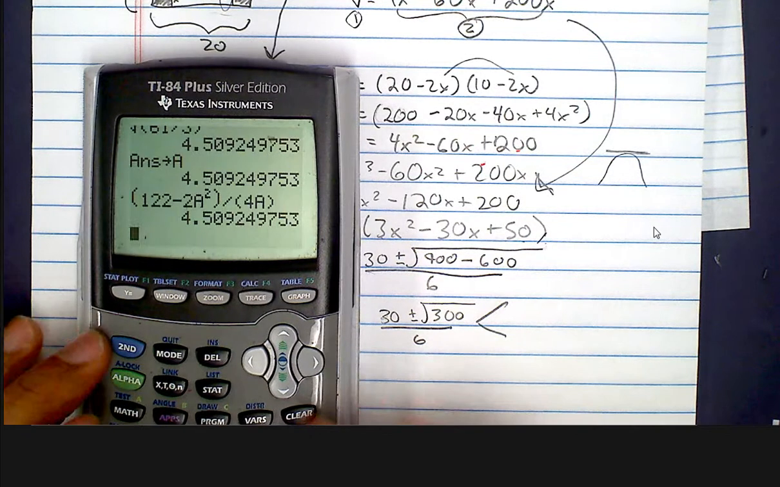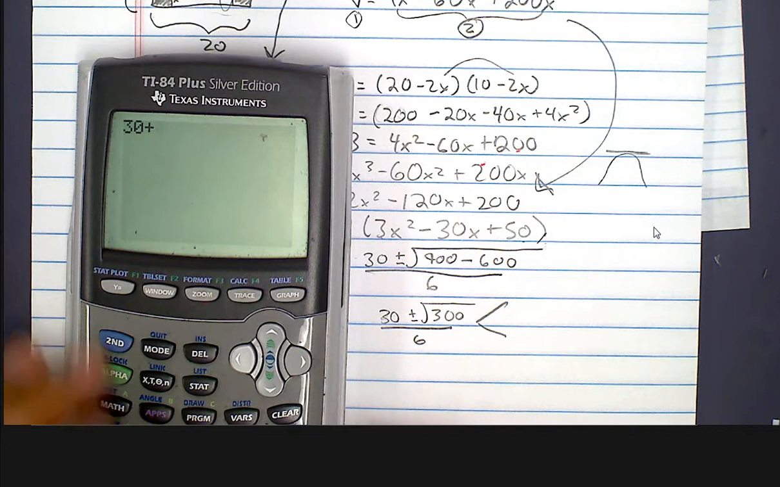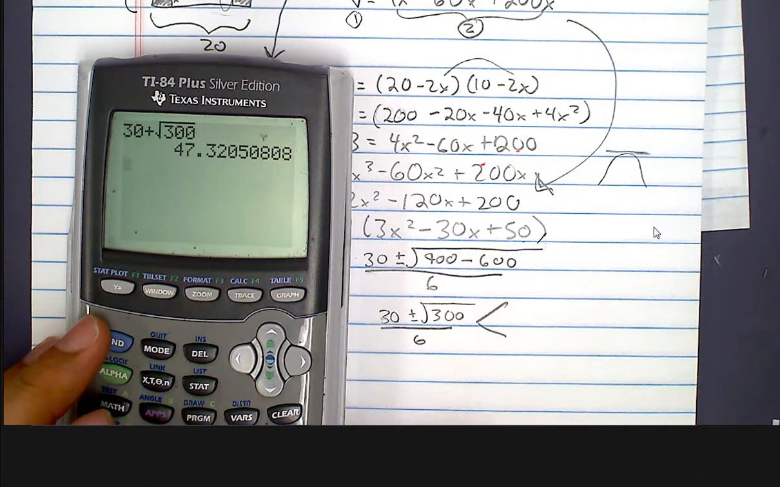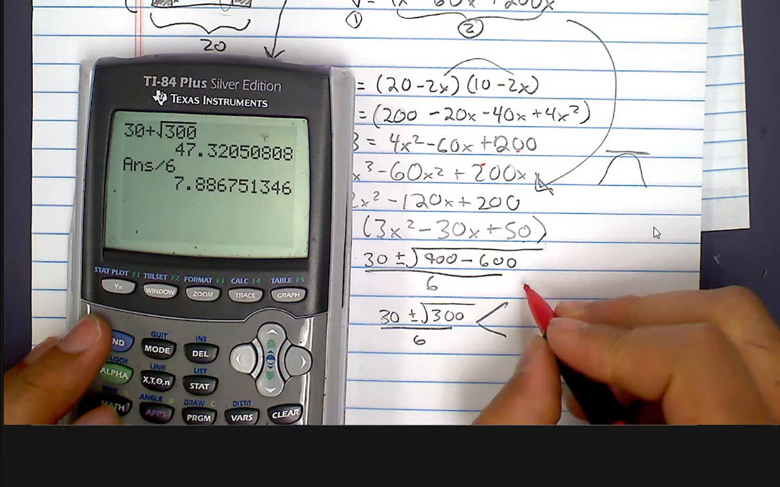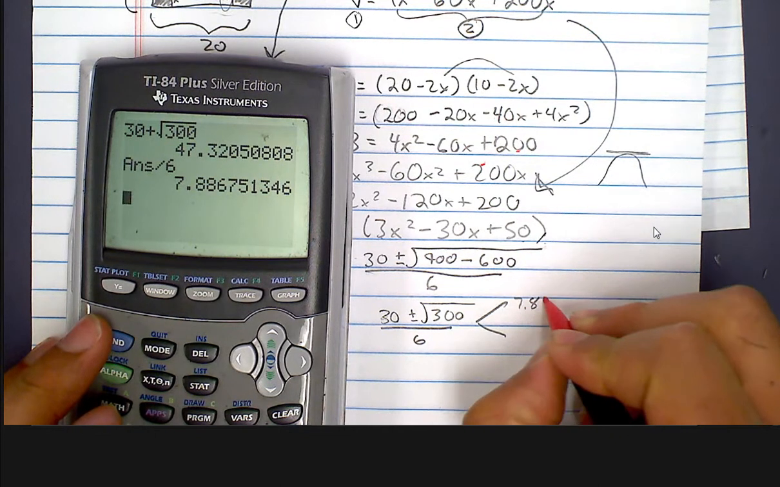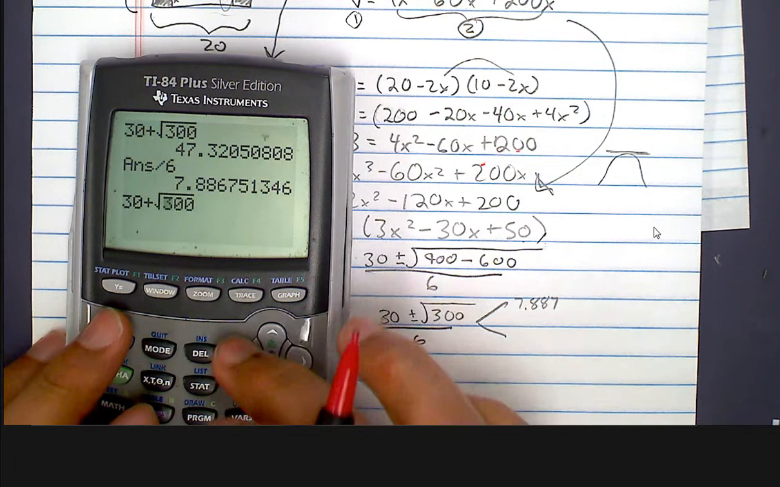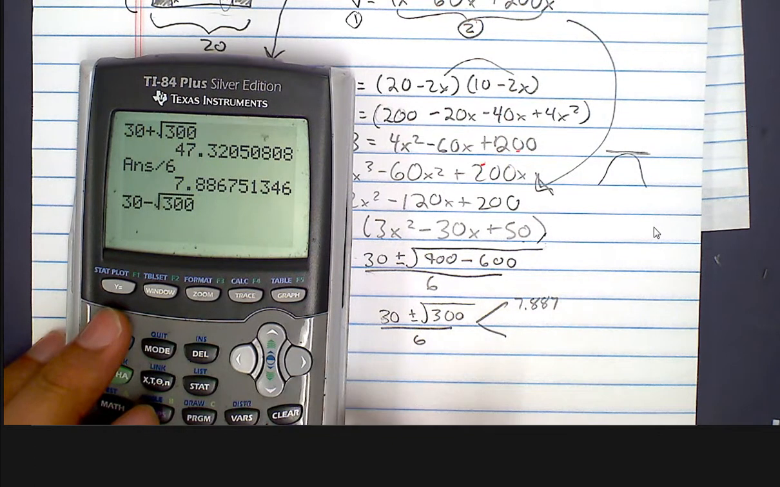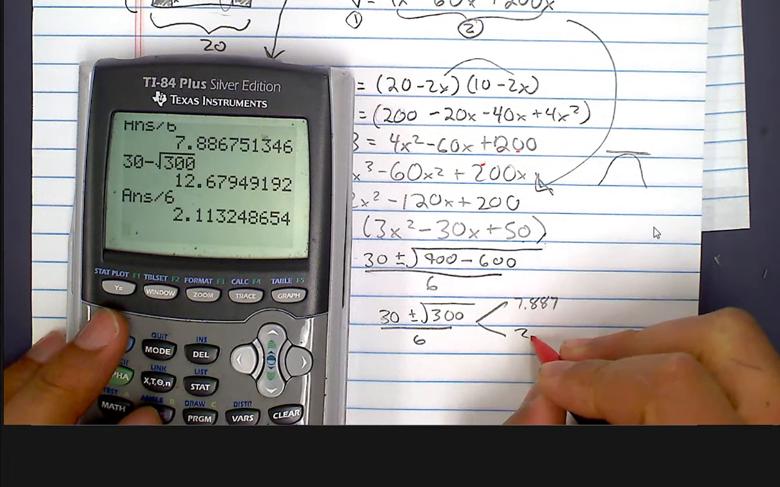So right here, 30 plus the square root of 300, that's going to be that divided by 6, 7.887, and then I'll do the other one, 30 minus the square root of 300 divided by 6, 2.113.